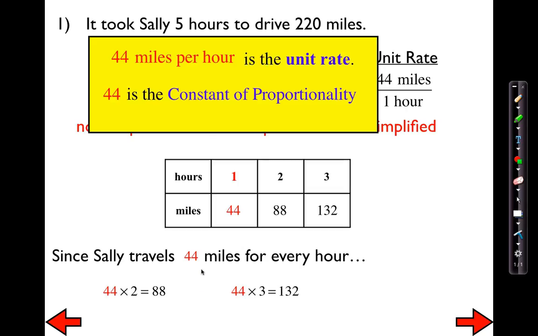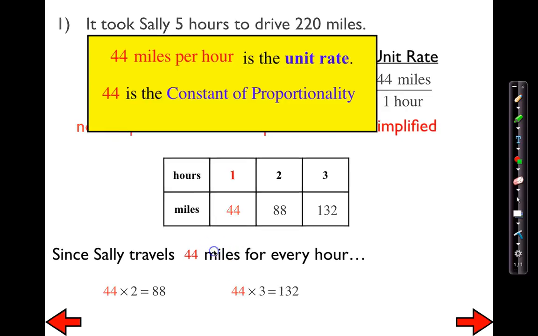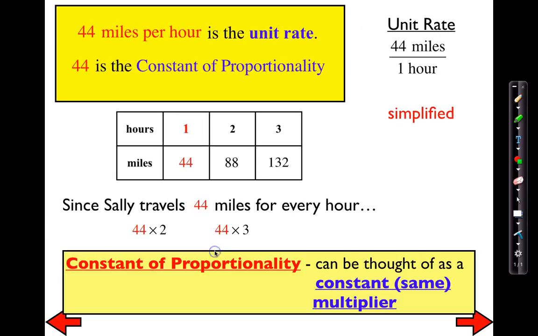So 44 miles per hour is the unit rate. And guess what? Just the number alone, 44, is what we call the constant of proportionality. So the constant of proportionality can be thought of as the constant multiplier. Why? Because you'll notice to figure out this entire table, we constantly multiplied by 44. So hence the name constant multiplier. So here, let me show you, 1 times 44 is 44, 2 times 44 is 88, and 3 times 44 is 132.